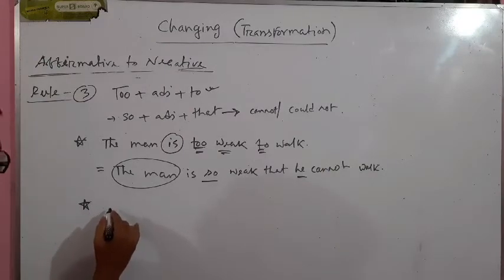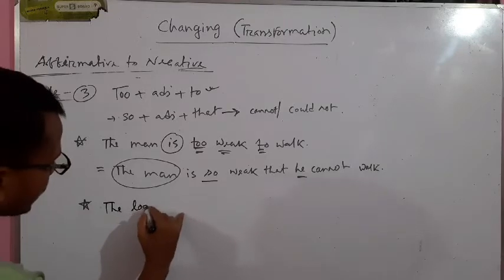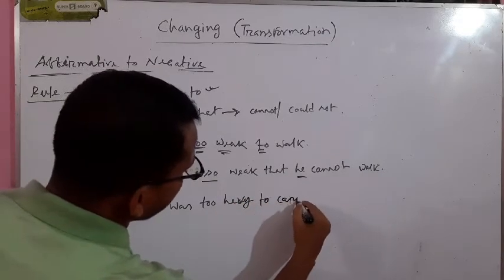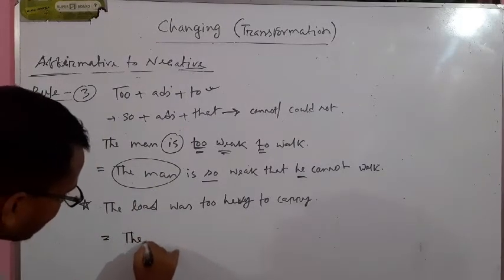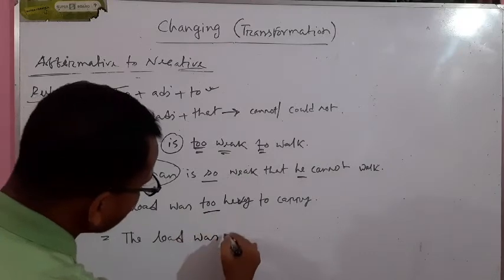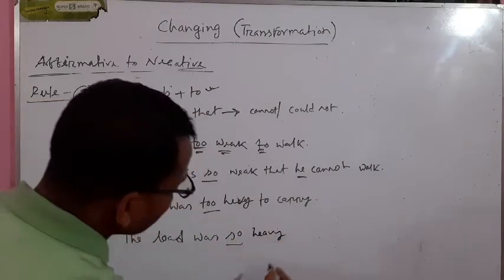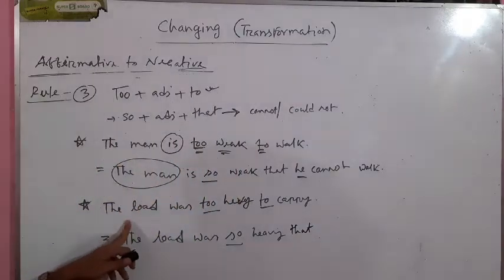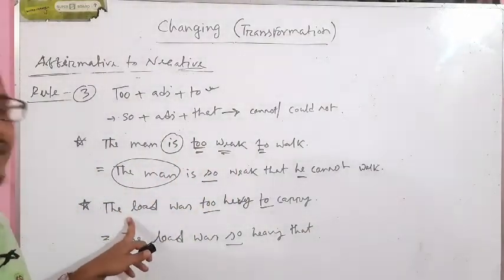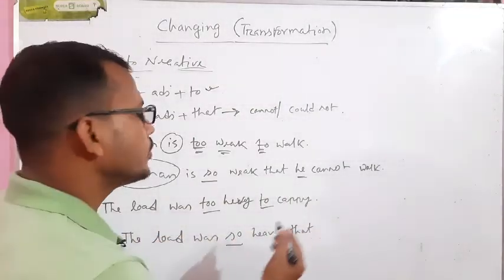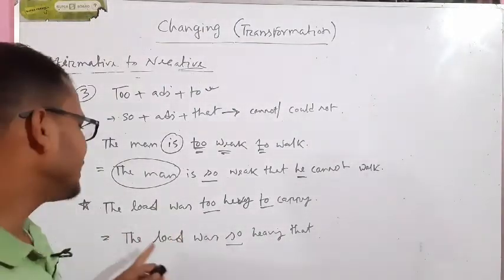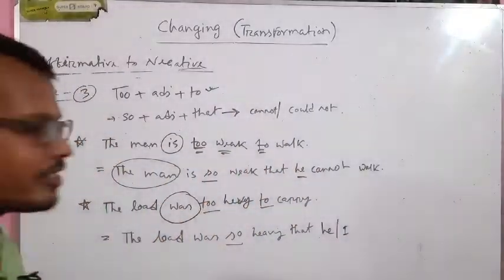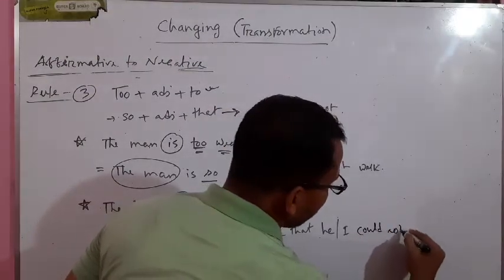If it is like that, the load was too heavy, H-A-V-Y, heavy to carry. In that case, the load was, instead of too, so. Heavy will remain unchanged. Instead of this, to, that who cannot carry it. Here the subject, the person, is actually not clear. That is why I can use I, he, she, the person, anything. So the load was so heavy that he or I, as it is in past tense, we will write could not. Could not carry.